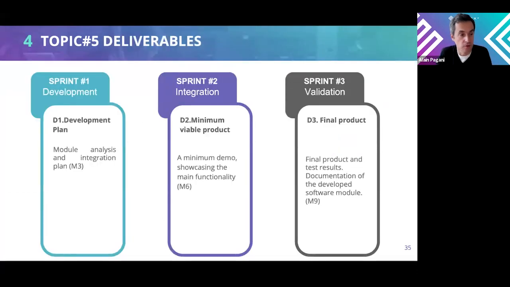Next slide, please. Yes, in terms of deliverables, we have the 3 phases as in any other topic. In the first sprint, we want you to give us your plan for developing this library. This will come at month 3 with an analysis of what you will do. At month 6, we would like to see what we call an MVP, minimum viable product. So it's just a minimum demo showing the main functionalities. And then the final result will be the entire module at month 9, and we also want to see documentation of the software.